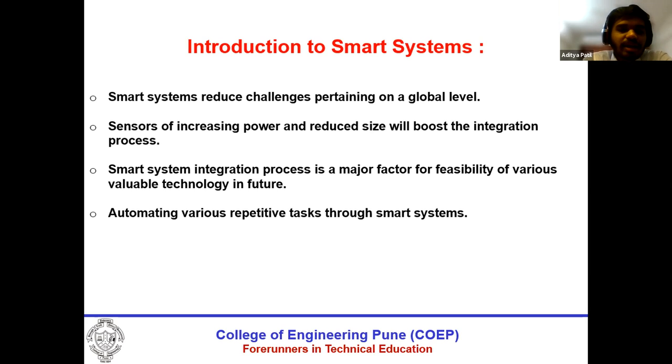So the smart system integration process is a combination of various smart systems, which is helped by the fact that sensors available today are increasing in power and reducing in size with other smart components. The process of automating repetitive tasks such as data collection, maintenance, and reporting will help to streamline various multidimensional business processes, in turn helping to assemble workforce into adding value.